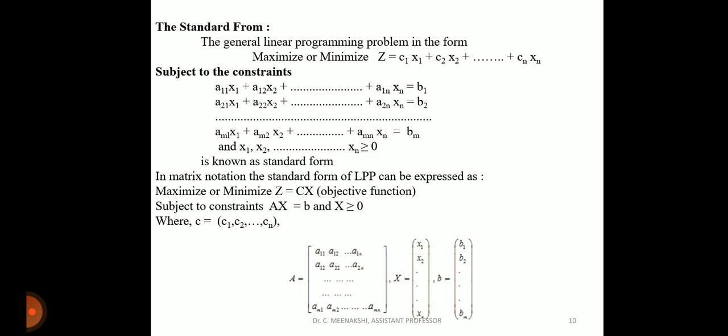Next, we see about the matrix notation of standard form, that is maximize or minimize z equal to cx, subject to the constraints Ax equal to b and x greater than or equal to 0, where c equal to c1 c2 etc. cn, A is the m by n matrix, and x is the vector of non-negative variables x1 x2 etc. xn. b is the right hand side constants b1 b2 etc. bm.